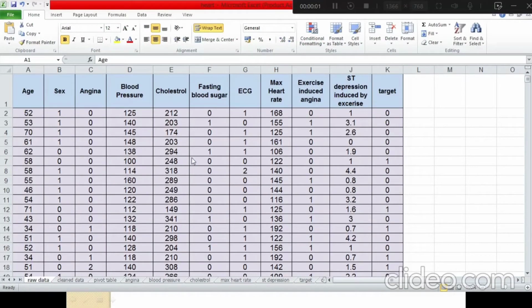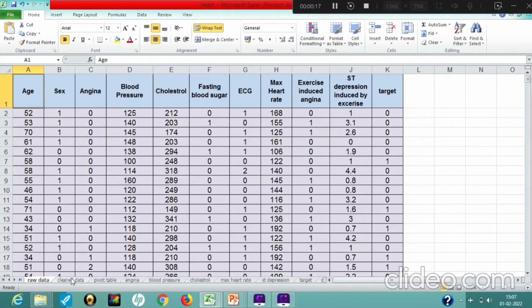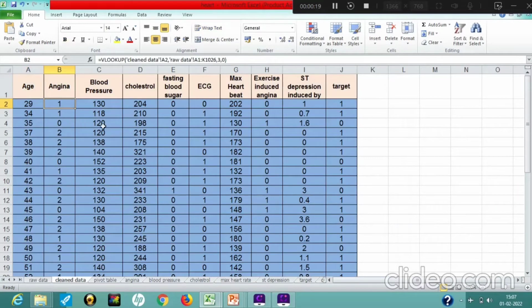Now this is my raw data. There are lots and lots of data available here, but this data is not in a proper order. So it is very difficult to analyze the data for a data user. So I cleaned my data in a simple manner which can be easily understandable. I cleaned my data by using a concept called VLOOKUP. The VLOOKUP concept is useful in cleaning data.